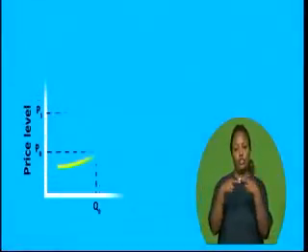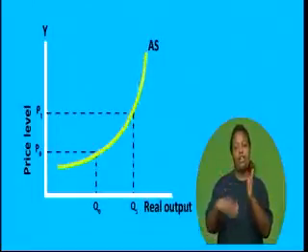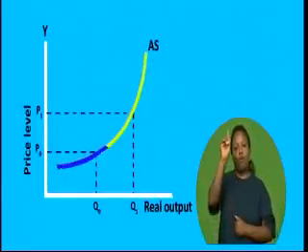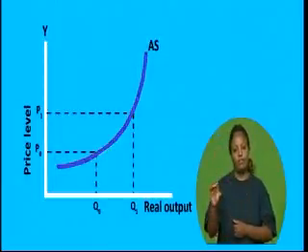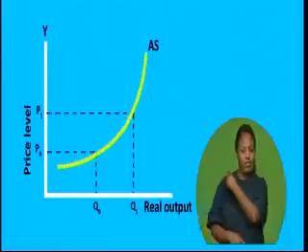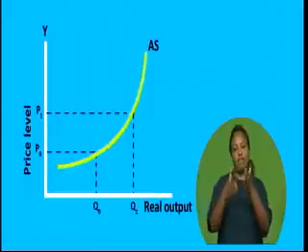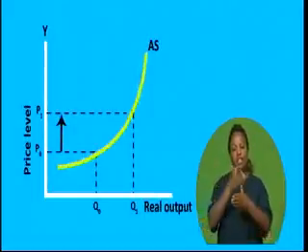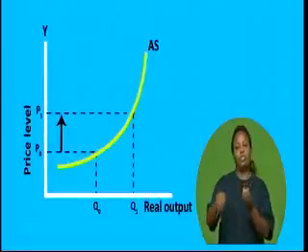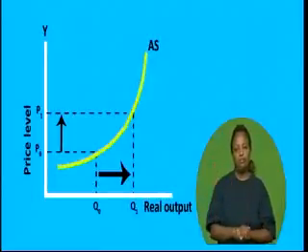The positive relationship between the general price level and the aggregate output supplied is represented by an upward sloping aggregate supply AS curve. As shown in the graph, other factors being constant, when the general price level increases from P0 to P1, the level of real output increases from Q0 to Q1.